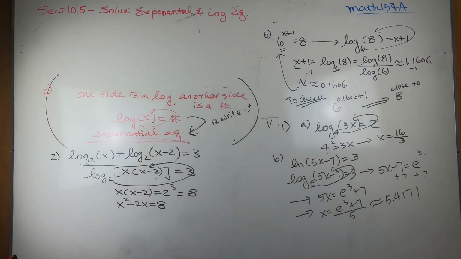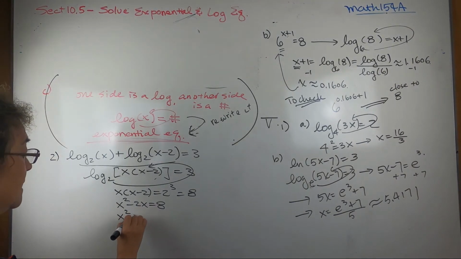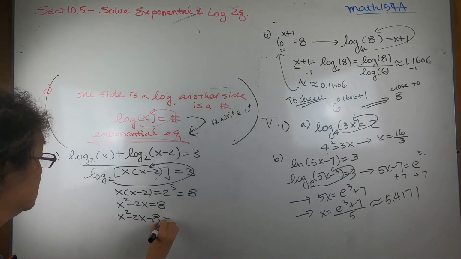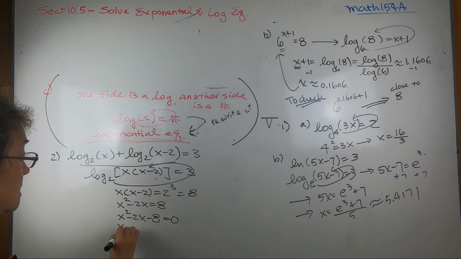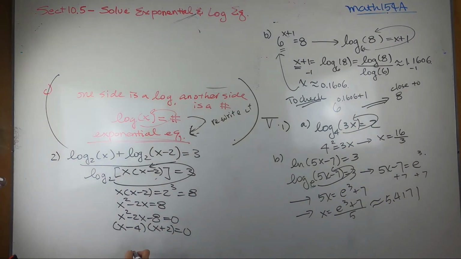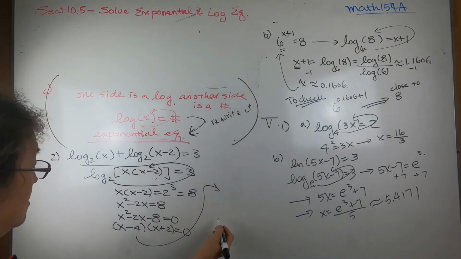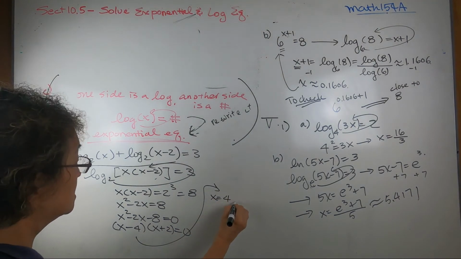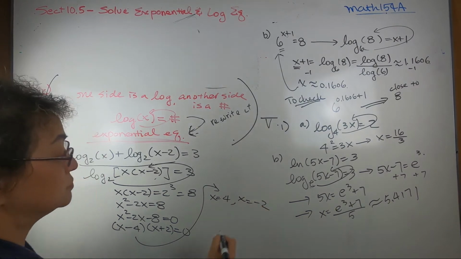Not a standard form, but what kind of equation do we have? A quadratic equation. We go back to a quadratic equation again, right? So x squared minus 2x minus 8 equals 0. You factor it, right? So what do we have? We have x equals 4, x equals negative 2, right?